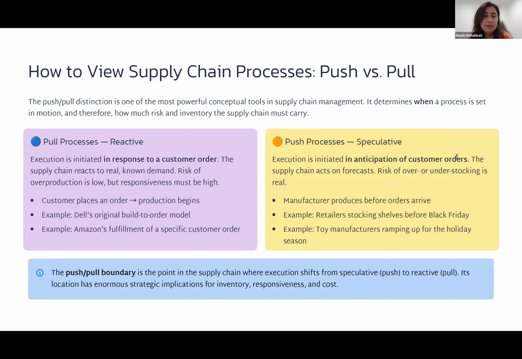It means that we complete them in response to a customer order. So, we wait until a customer order comes in. Based on the order, we start doing some stuff. So, that's why it's reactive. We wait, see the action, and react.